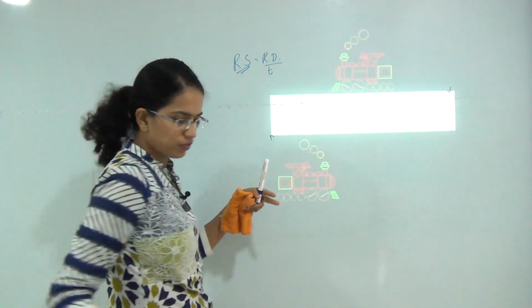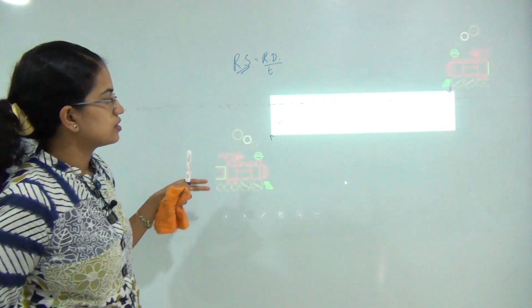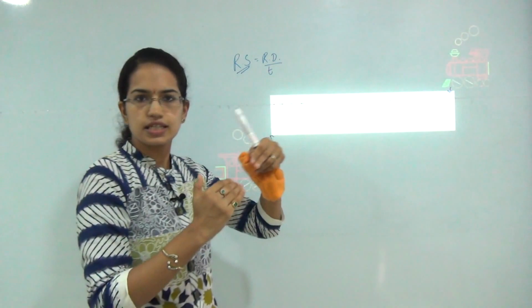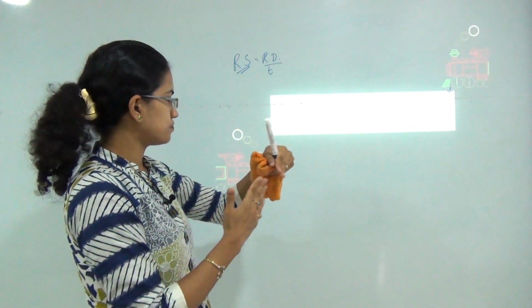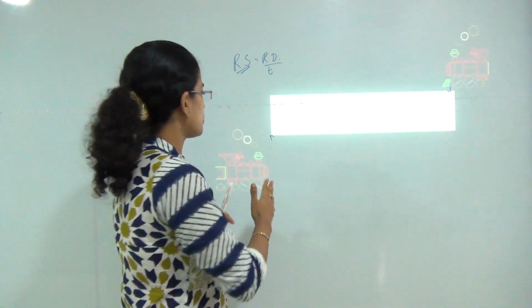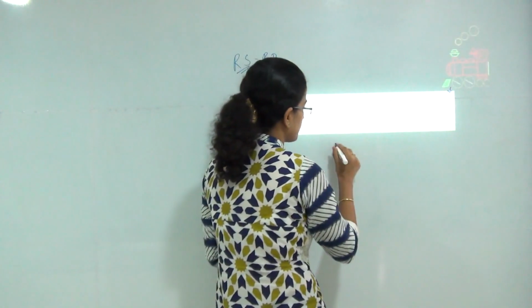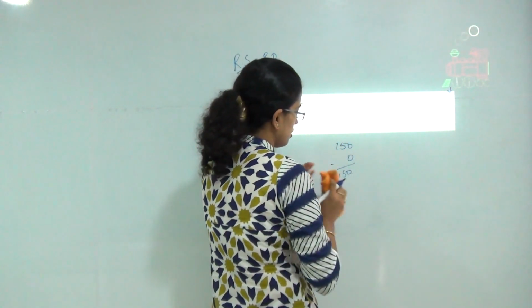So in this case, what would be the relative distance? Here the distance is 150, in the next case there is no distance, they are lying just one overhead the other. So here the relative distance would be 150, because here we have 150 and there is 0. So the relative distance is 150.